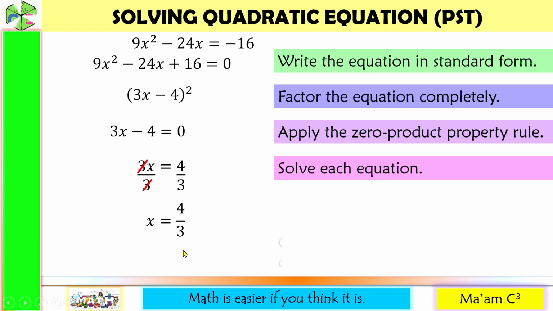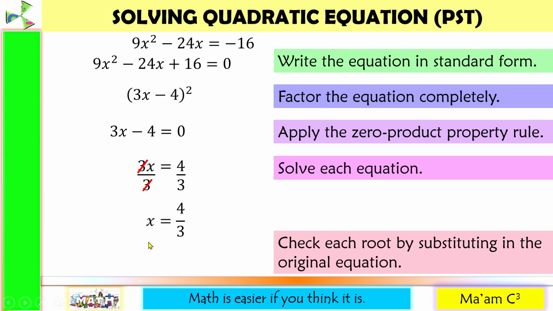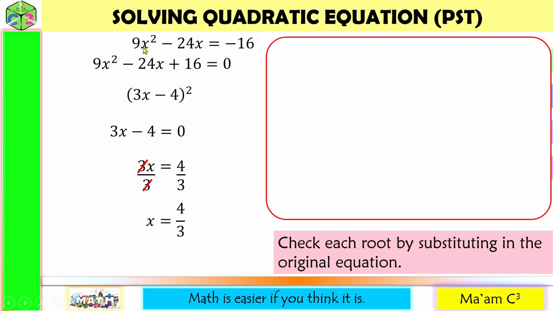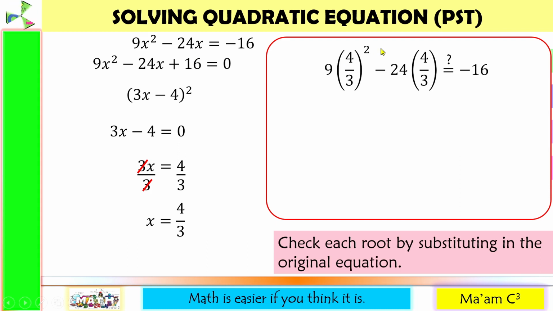And finally, let us check our answer by substituting this in the original equation. So let us replace all x's here by 4/3. Are they equal? 4 squared is 16. 3 squared is 9. So we have 9 times 16 over 9. 24 is divisible by 3. 24 divided by 3 is equal to 8. So we have 8 times 4.